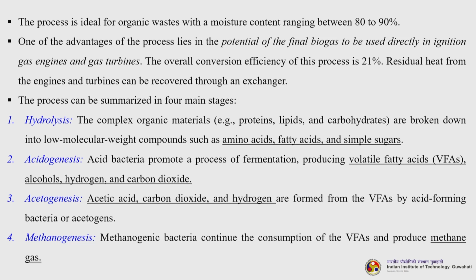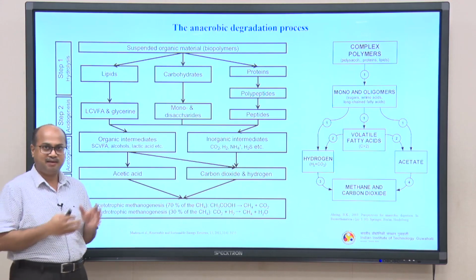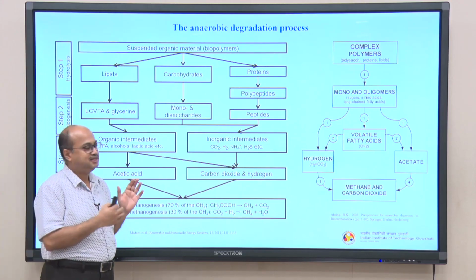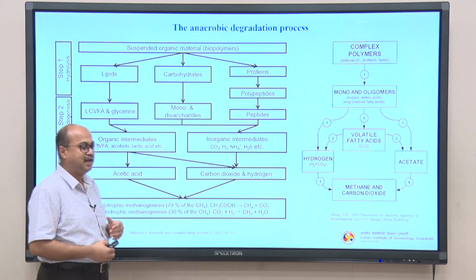And in the last, which is the most important step, is the methanogenesis. Here the methanogenic bacteria continue the consumption of the volatile fatty acids and produce the methane gas. We will try to see it in a nutshell. If you recall, last class I showed you one sketch. Here it is presented in a little more elaborate way. So, let us quickly glance through it.